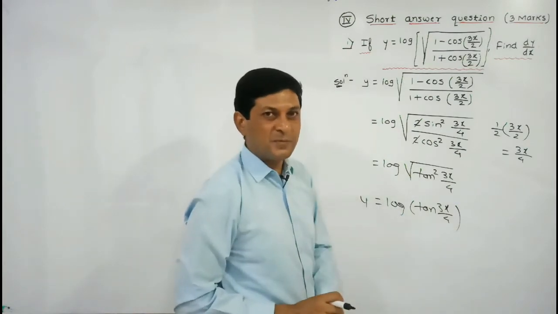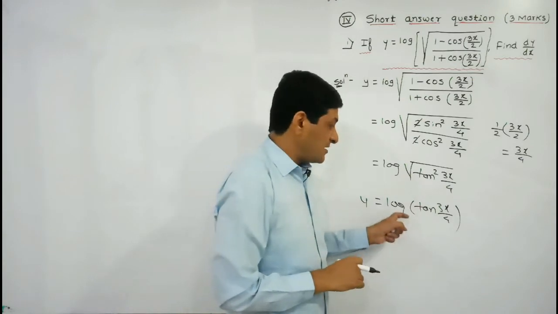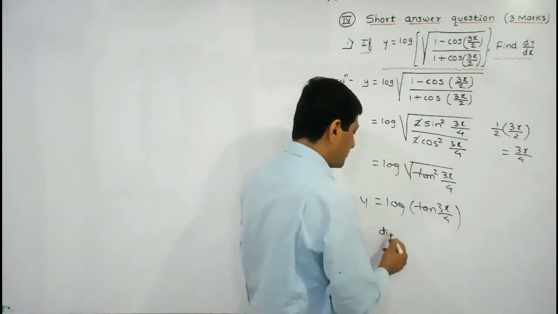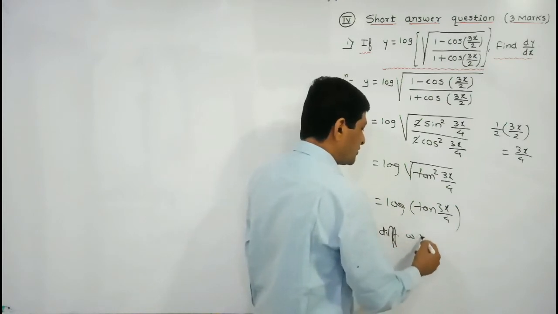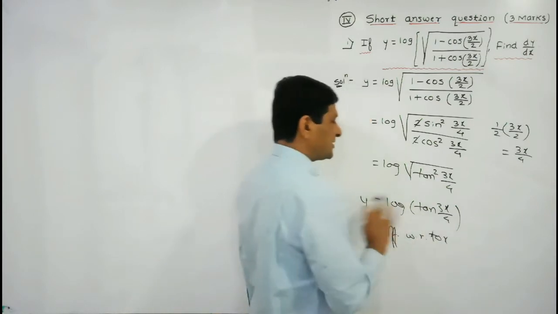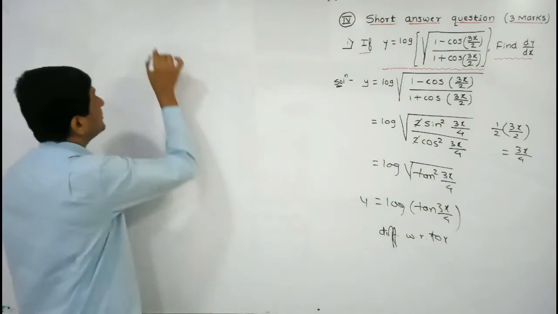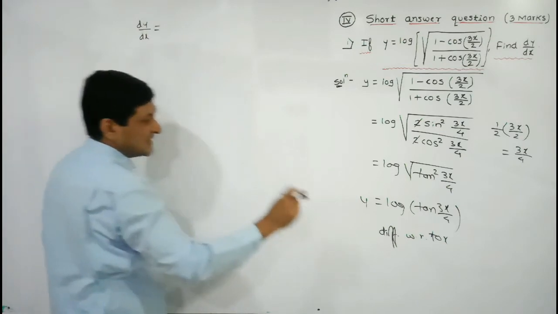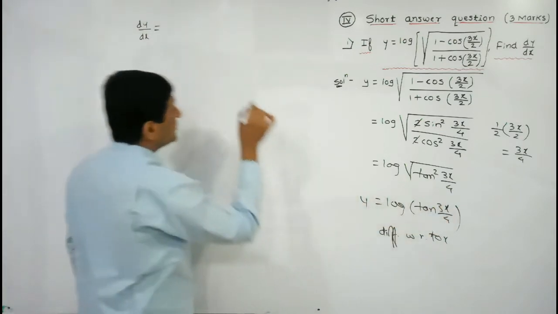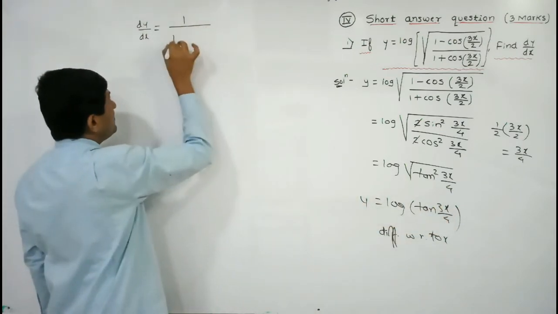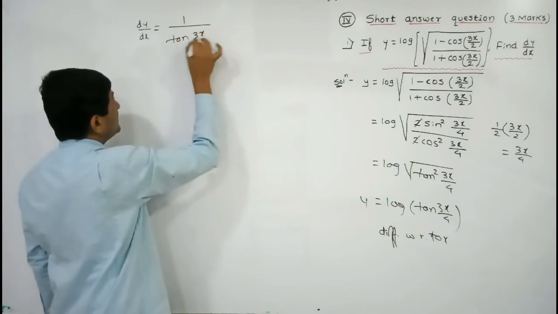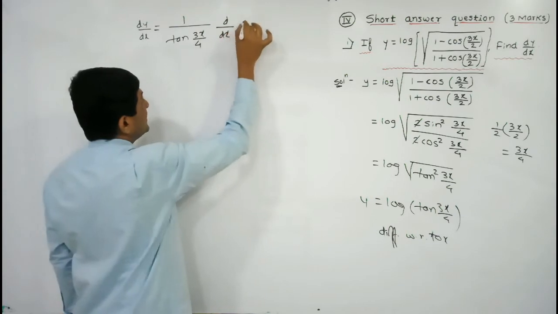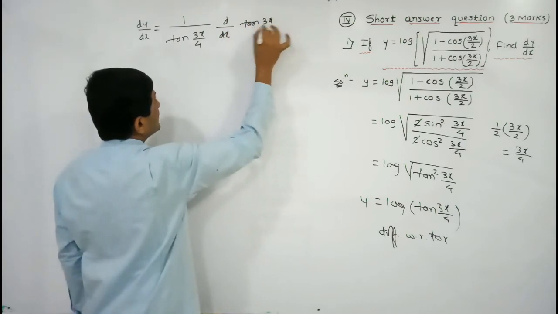Now nothing is there to simplify, and already the term is in the standard form, log f of x. So we are able to differentiate it applying the formula of differentiation. So differentiate it with respect to x applying our standard formula. So derivative of y will be dy upon dx. On this side, derivative of log f of x will be 1 upon f of x. f of x is what here? Tan 3x by 4 into its derivative, into derivative of tan 3x by 4.